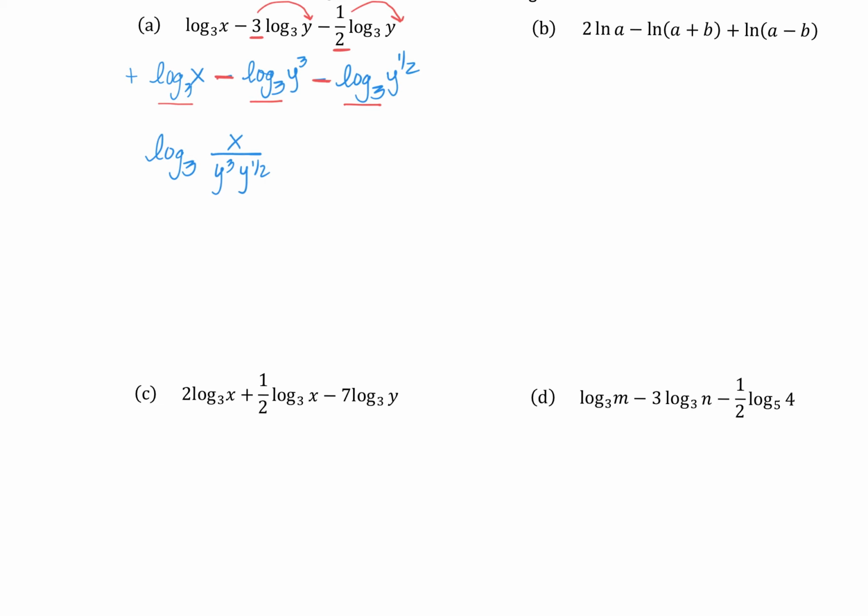And now this is 1 log, but notice I have y to the third, y to the 1/2 in the denominator. I can combine those by just adding the exponents. So 3 plus 1/2 would be 7/2. And this would be log base 3 of x over y to the 7 over 2. And I think that's as far as I can go. Not necessary to write that with radicals.